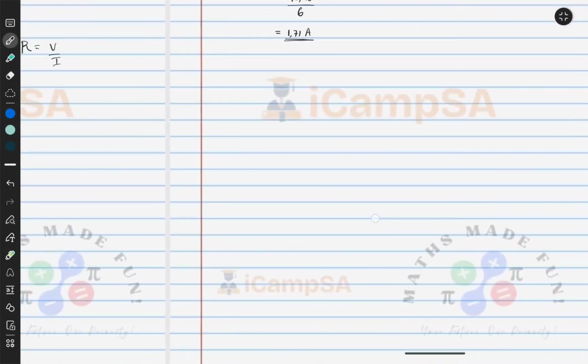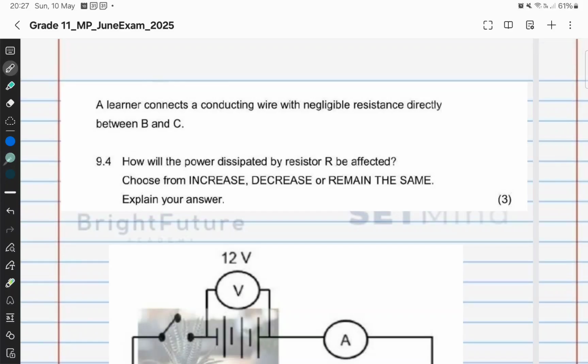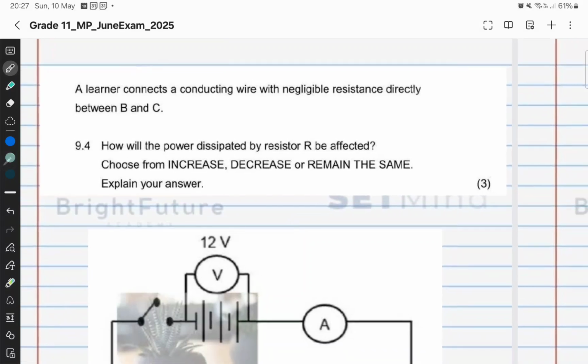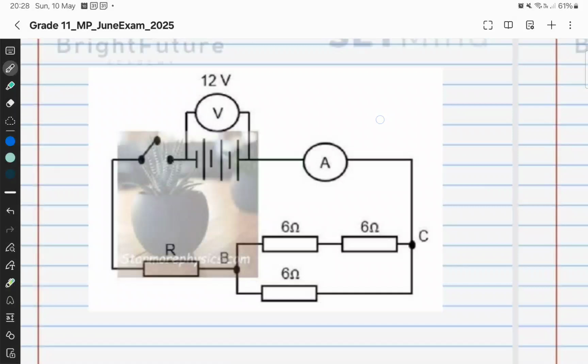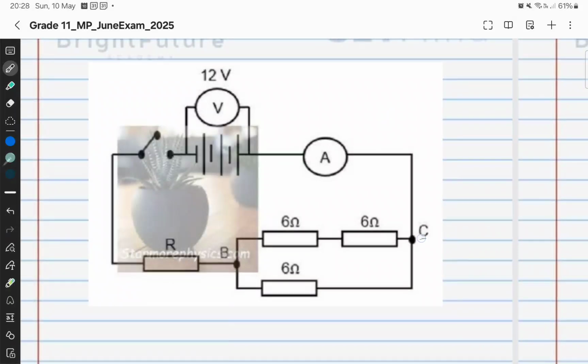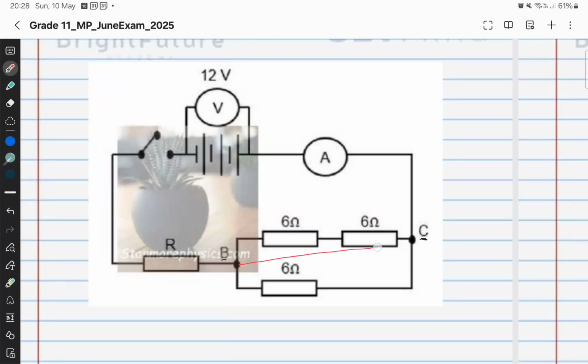Now for the last part. The last part of this question says a learner connects a conducting wire with negligible resistance directly between B and C. So remember, that's C and that's B. So he connects a wire here, just like that. Let's make it red so that it's easy to see. There, he connects a wire just there, from this point to that point.